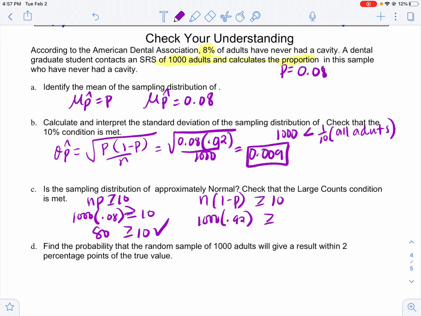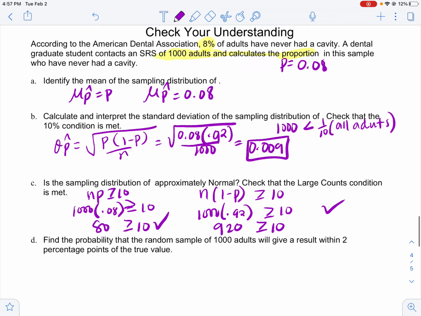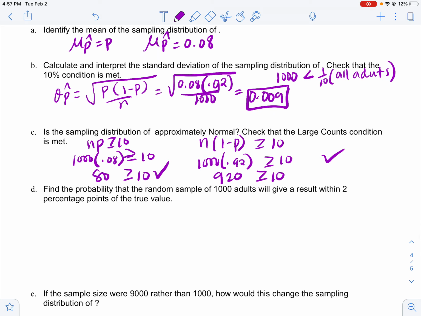1,000 times 0.92 is 920, which is greater than or equal to 10. So both of them are greater than or equal to 10, and the large count condition is satisfied. This is approximately normal, so we should put approximately normal.